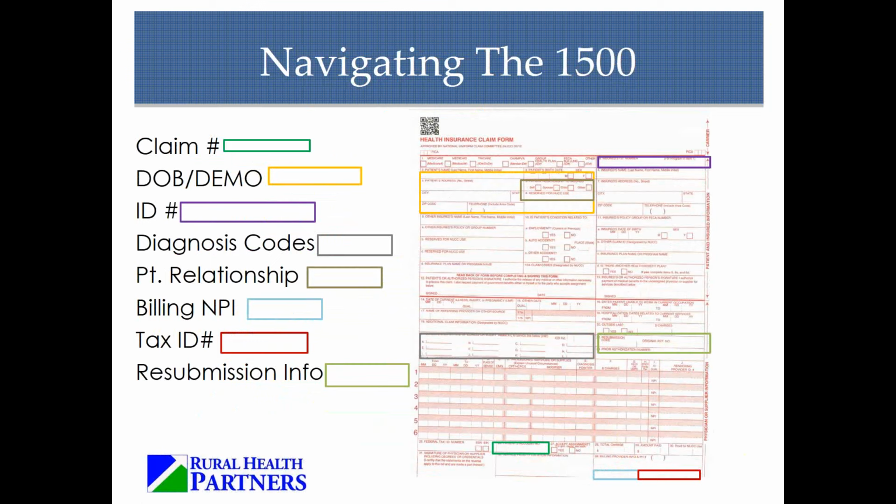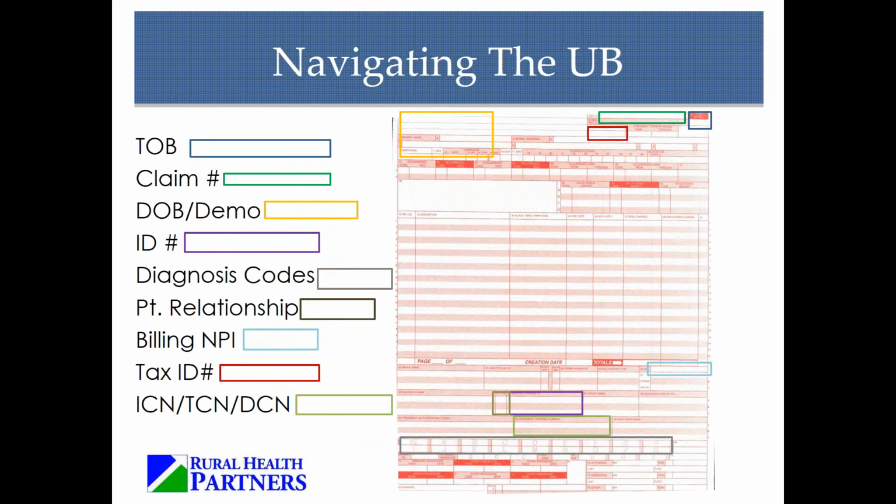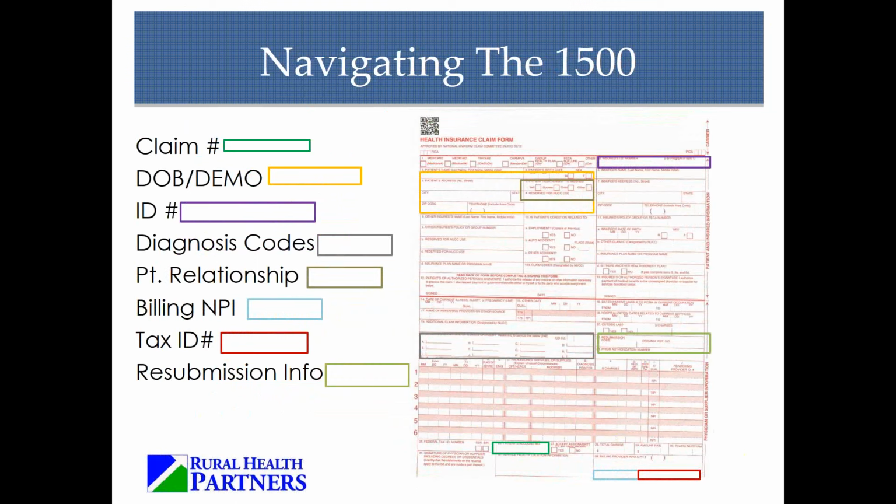Now, the 1500 is a lot smaller and a lot simpler, and if you think about what goes on at a hospital, there are 8 to 10 to 15 different departments, and we have to be able to represent all of those on one claim form. But on a 1500, it's just a provider charge and an amount, so there's a lot less data and a lot less complexity. But just navigating the 1500: patient demographic information, ID number, prior authorization number if you need it, and then patient relationship.